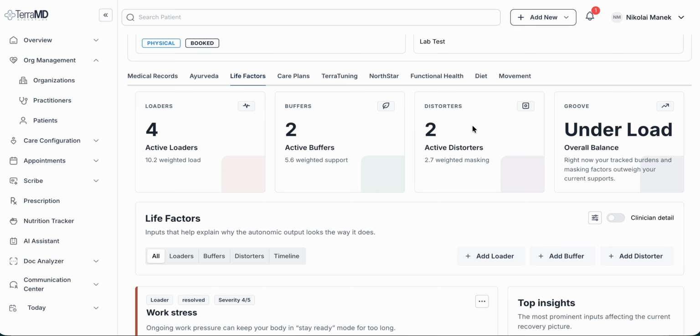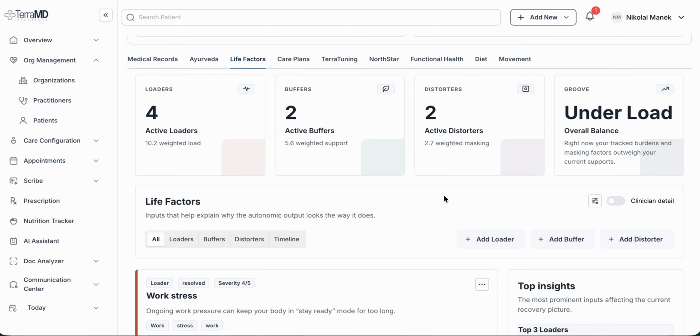A good example would be coffee. You feel very awake, but you are actually tired. So that would be like a distorter. So the goal in treatment is to get rid of loaders, increase buffers, and eliminate distorters.